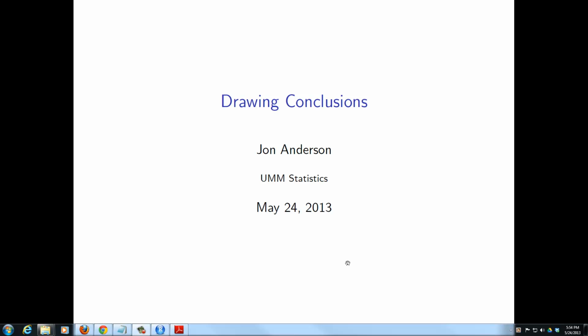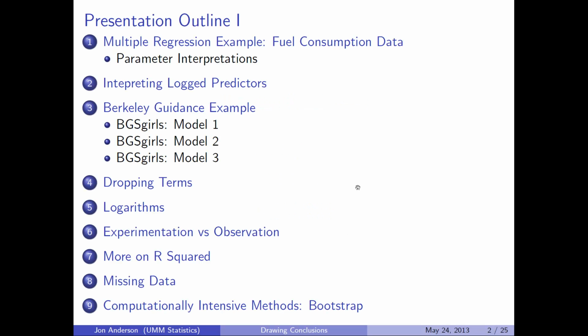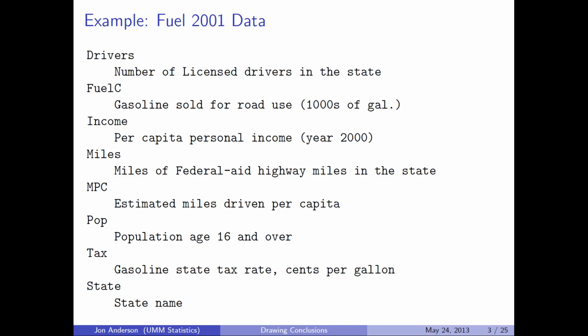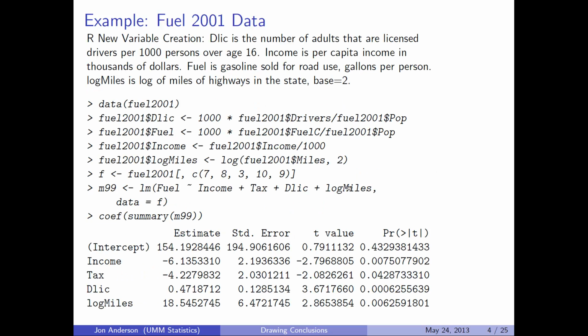In this section, we're going to talk about some of the details and subtleties of interpreting coefficients and drawing conclusions. First, let's remind ourselves of the Fuel 2001 data that had income and fuel consumption per capita and some other data values. This is a built-in data set in the ALR3 package. And here on overhead 4, we create some of our new variables that we're going to be using in the analysis.